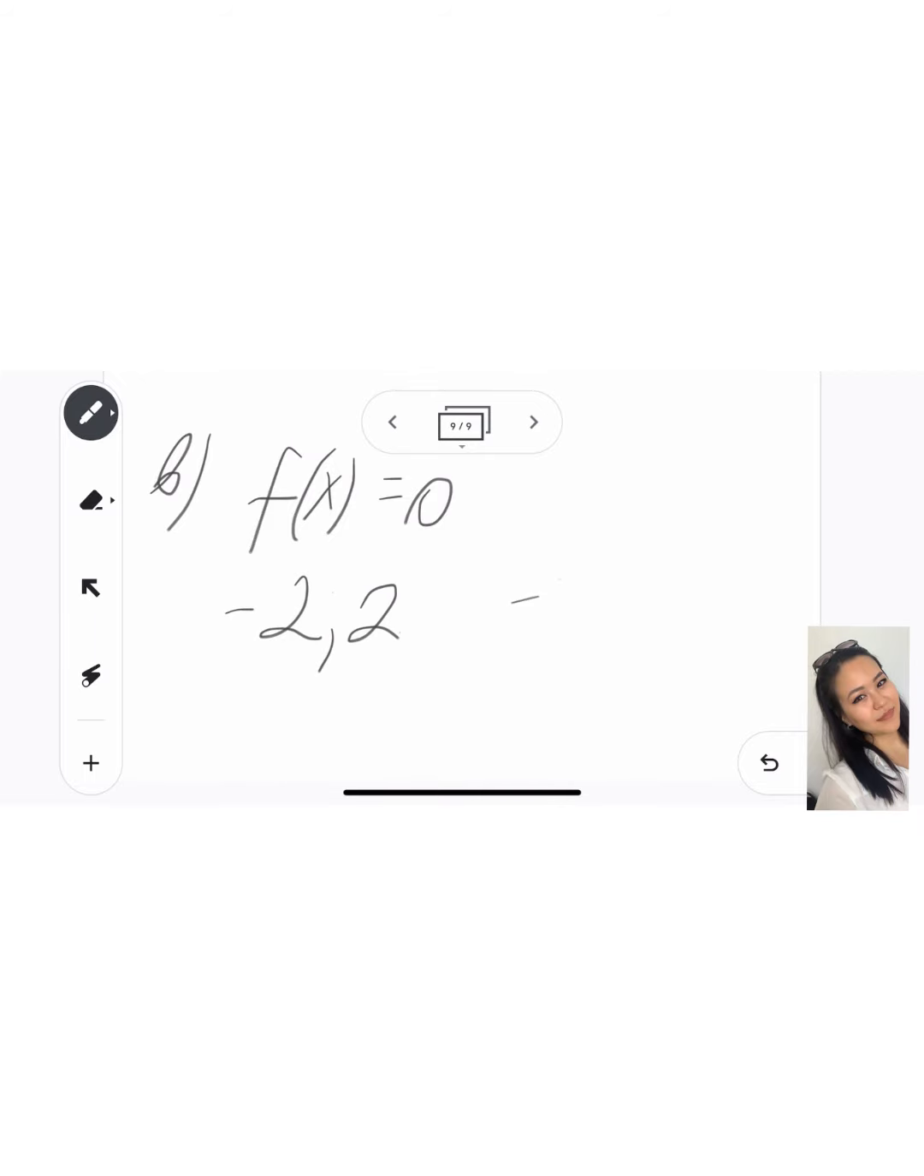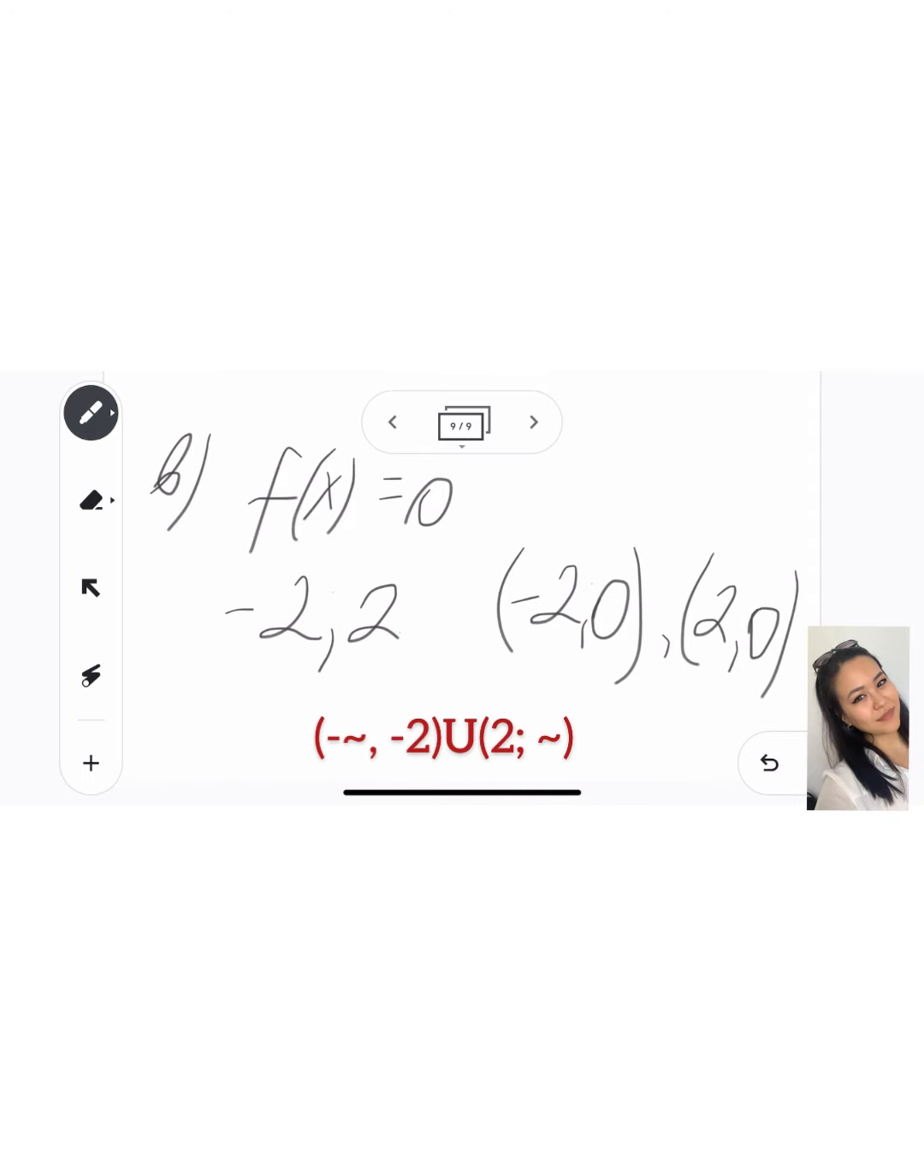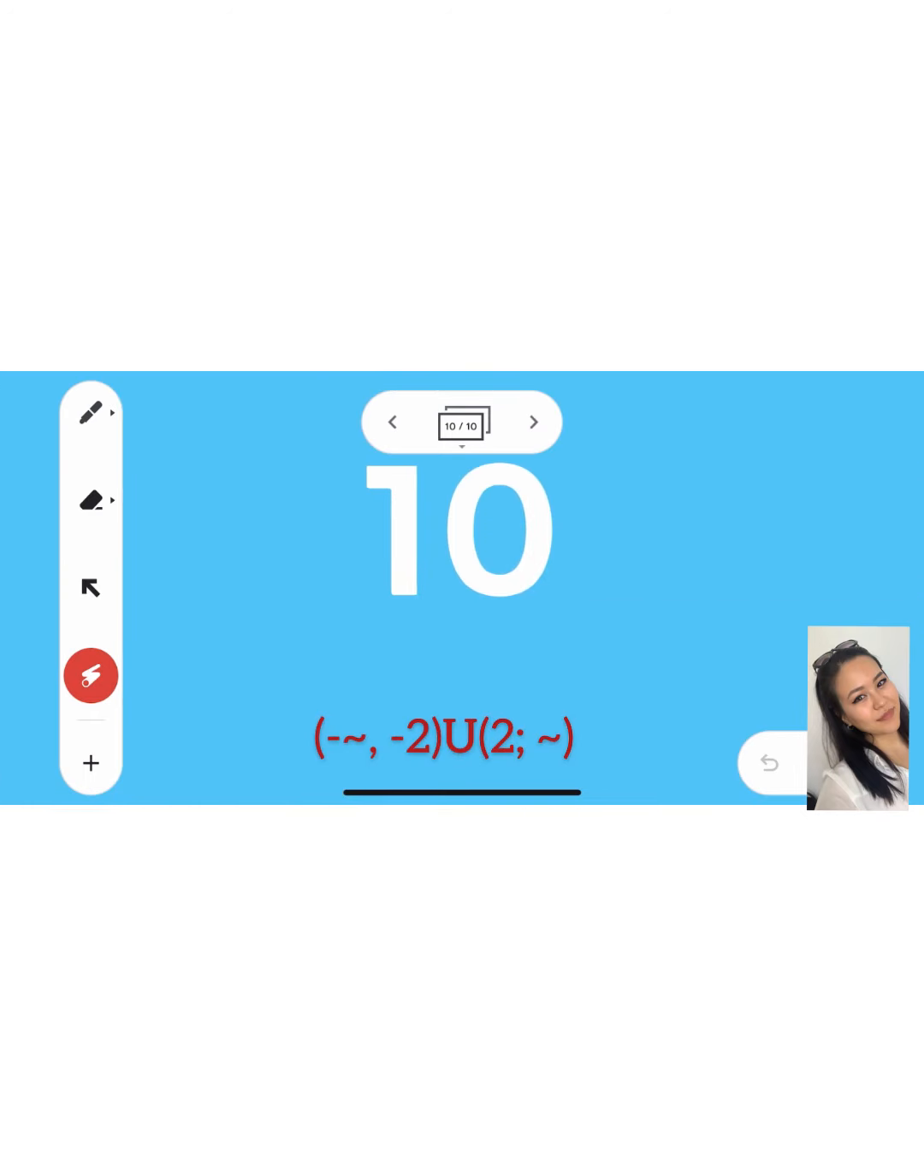Guys, it's a little mistake here. The answer will be from -infinity to -2, and then 2 to +infinity.